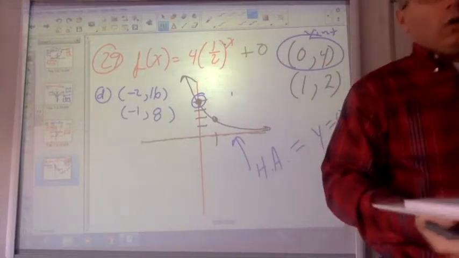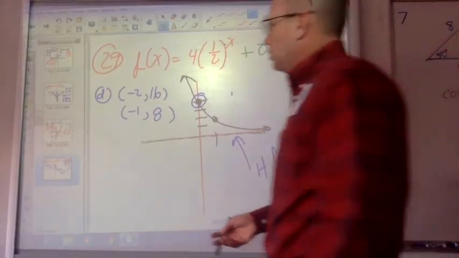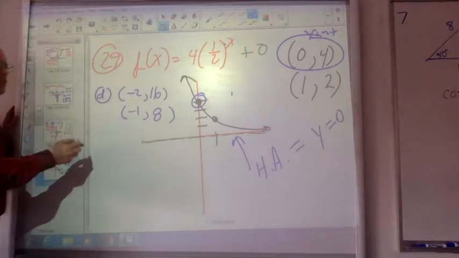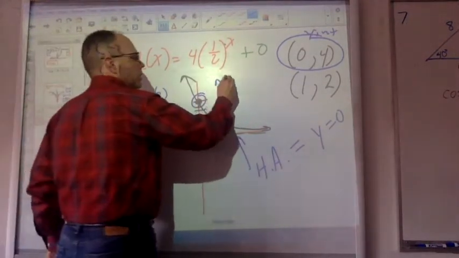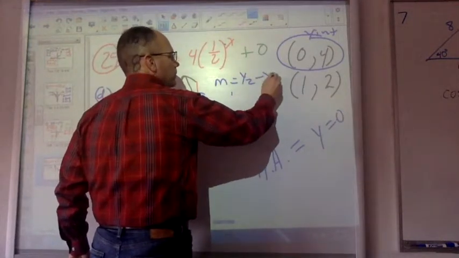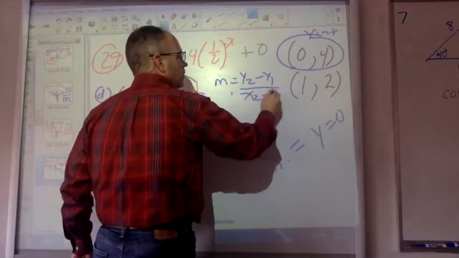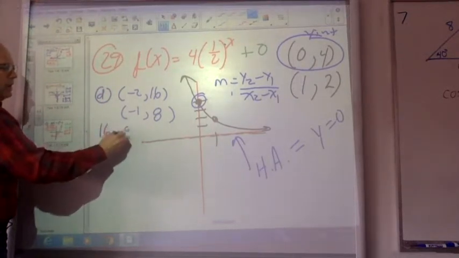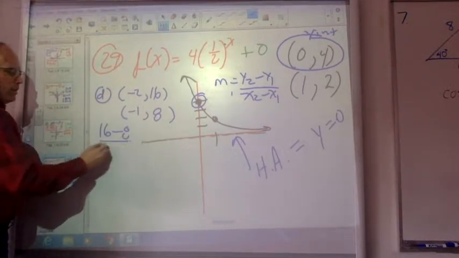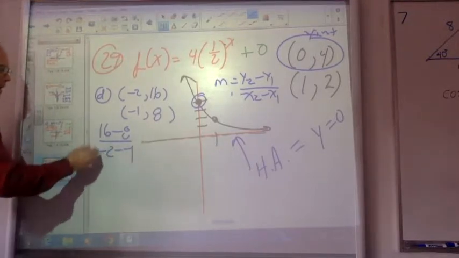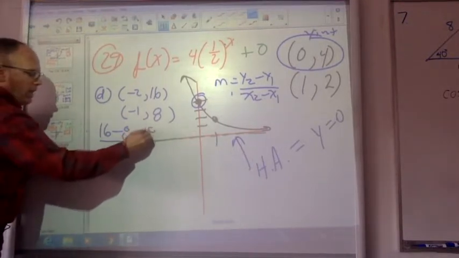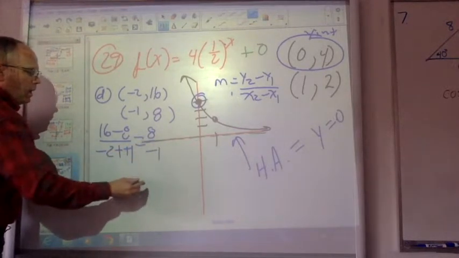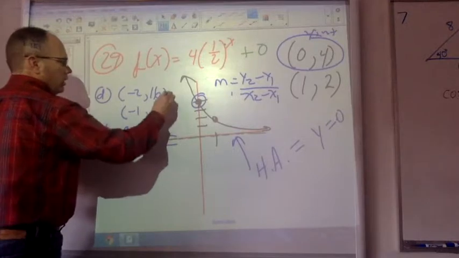Okay? So all we want to do right now, they're asking us, what's the average rate of change? That means I'm finding the slope. Remember, the slope equation is this. So we're just going to plug it in. 16 minus 8 over -2 minus -1. 16 minus 8 is 8, over -1. So my average rate of change here is -8.